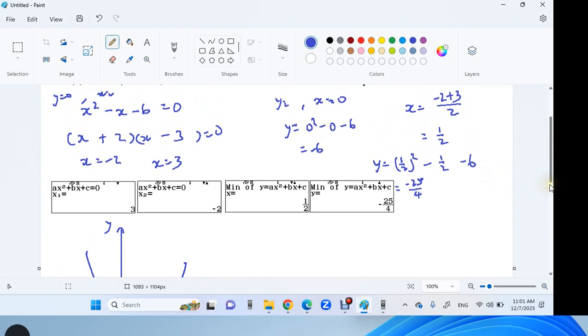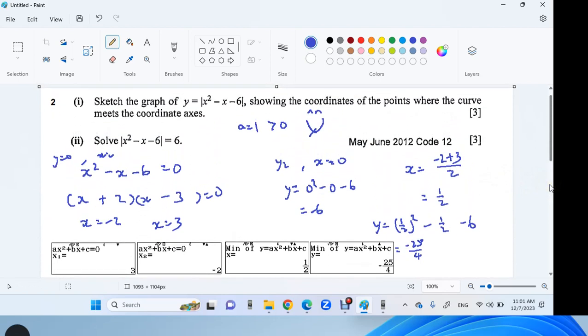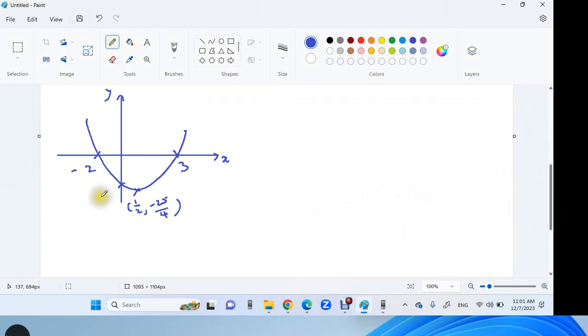And this one is negative 6. This is negative 6. Okay. So this is the graph of y equals x squared minus x minus 6.